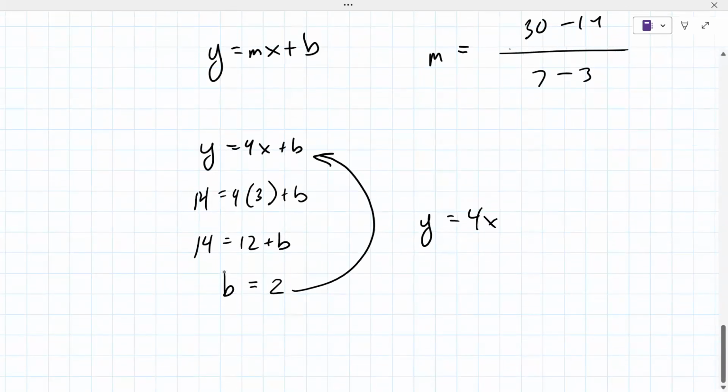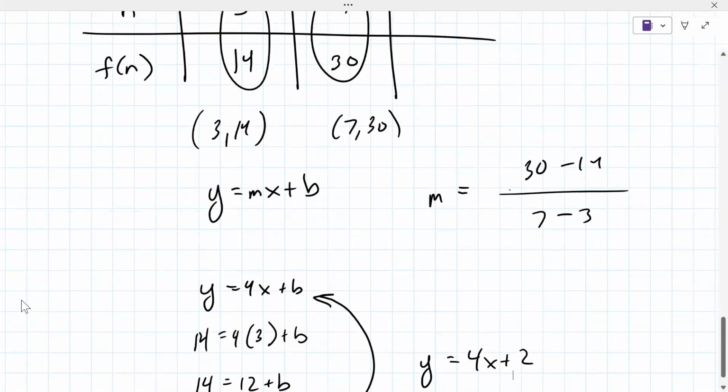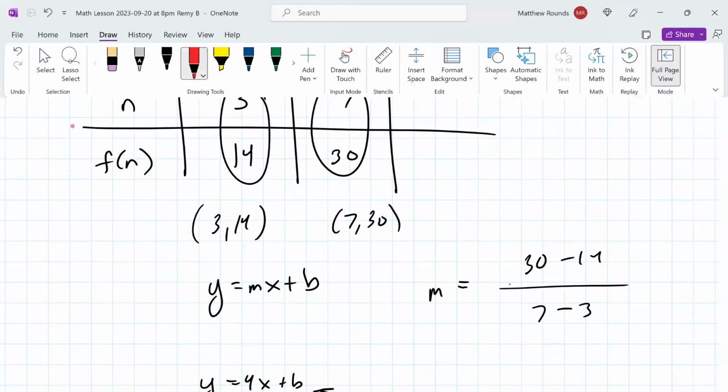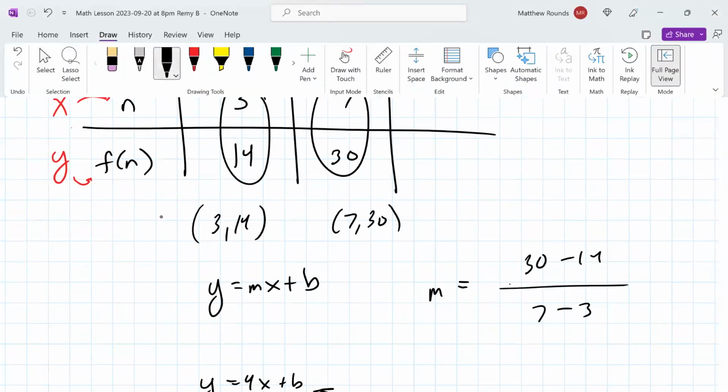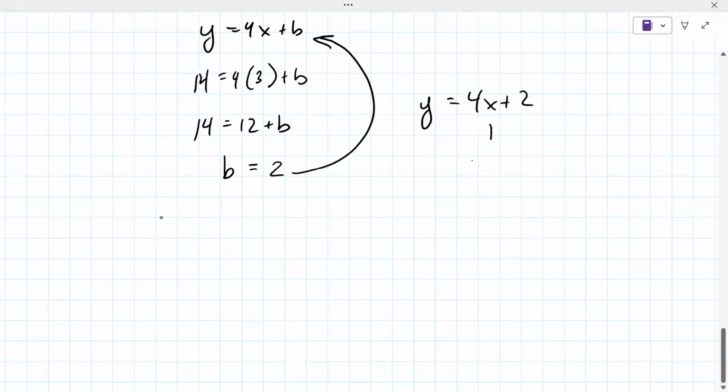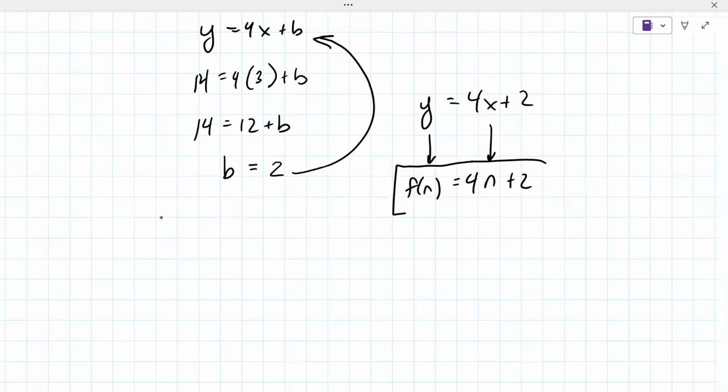So that goes back into this line right here: y equals 4x plus 2. And then we make this change. You could have done this from the beginning where you label this is x, this is y. I'm making the change: x is really n, y is really f of n. Okay, so there's your function.